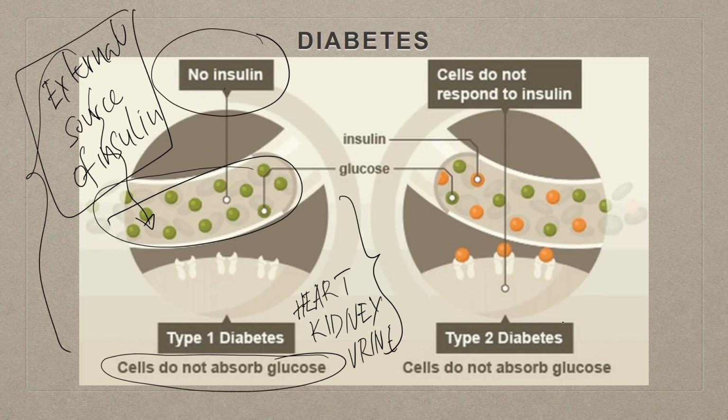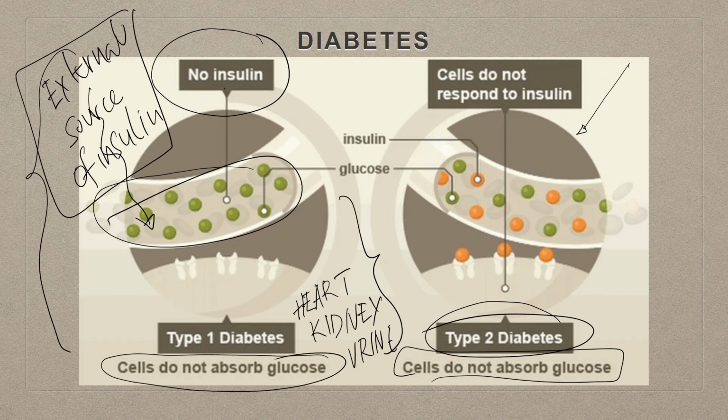Now, there is another form of diabetes, which is type 2 diabetes. Cells do not absorb glucose. This is far more complex. You have no dearth of insulin, your body is secreting insulin, but cells do not respond to insulin. That means, as I mentioned, insulin is the gatekeeper. Insulin goes and binds to the skeletal muscle, to the liver, and opens the gate for glucose. But say for example, a situation where these cells do not respond to insulin, cells do not absorb glucose. This is a far more complex situation.